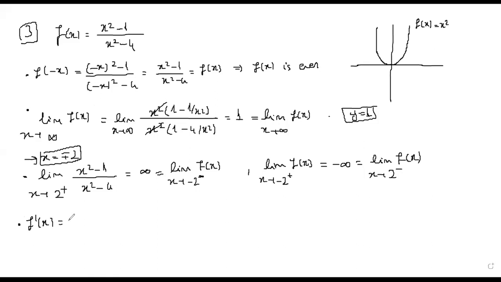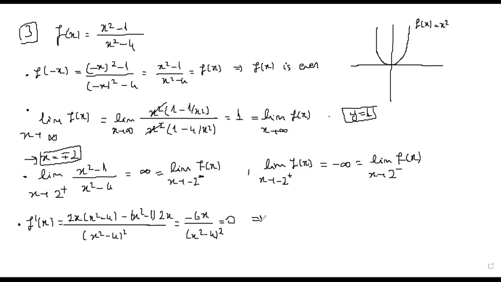f prime of x. We will apply the quotient rule: the first one's derivative times the second one, x squared minus 1 and the second one's derivative, over x squared minus 4 squared. If you simplify these things, you will get minus 6x over (x squared minus 4) squared. So we equalize to 0 to find the critical points, which gives x equals 0. But remark that x cannot be equal to minus 2 or 2, right? They are not in the domain.